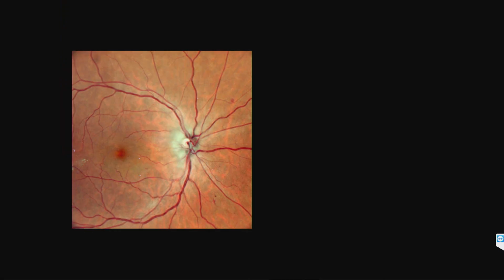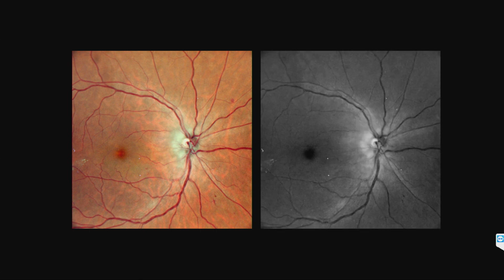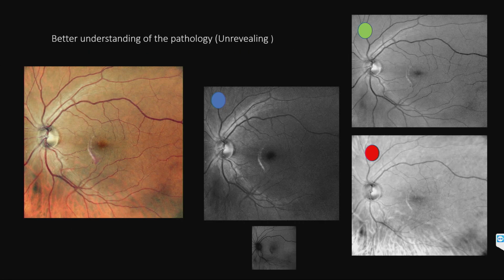So this is a patient who has optic disc infarction following stenting of the carotid artery. So we see an area of optic disc edema, but a blue reflectance image shows a larger area of retinal edema along with optic disc edema. So blue reflectance is definitely good for evaluating the anterior retinal findings.